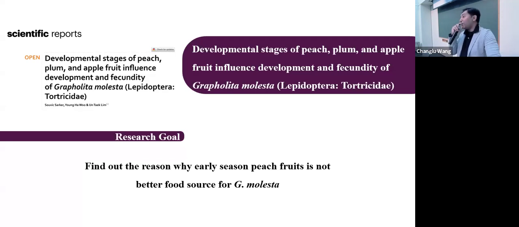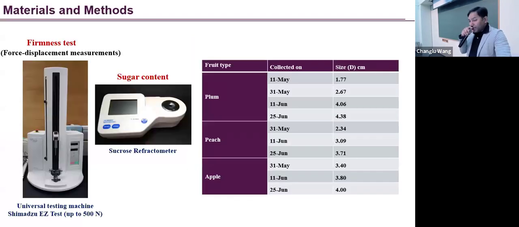Maybe they have higher firmness on the fruit, or maybe the sugar content also affects them, making the fruit unsuitable or suitable. So we hypothesize that the firmness and sugar content may affect the development and reproduction of the oriental fruit moth. To test firmness, we used a universal testing machine, which does force displacement measurement and can measure up to 500 Newtons of pressure. And to test the sugar content, we used a sucrose refractometer.